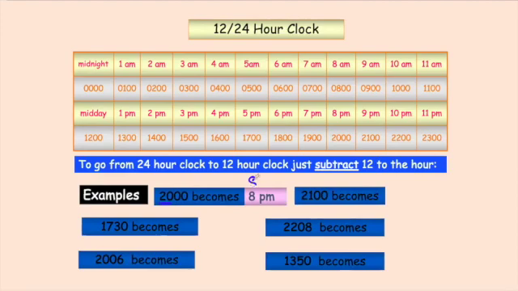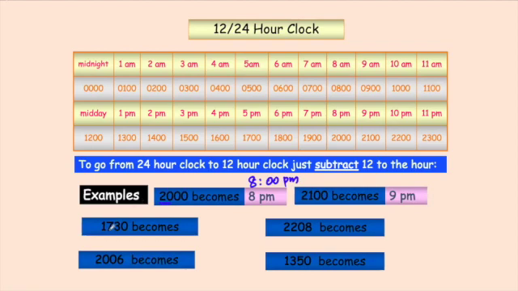But the correct way is to write 8:00 PM. No need to make it 4 digits because this is a 12-hour clock. Again, 21 is more than 12, so we subtract 12. 21 minus 12 is 9, which is 9 PM.